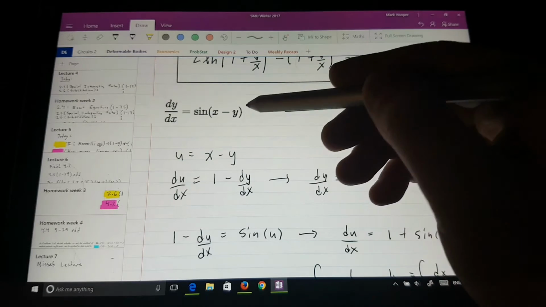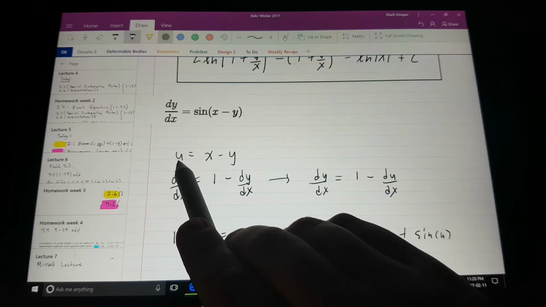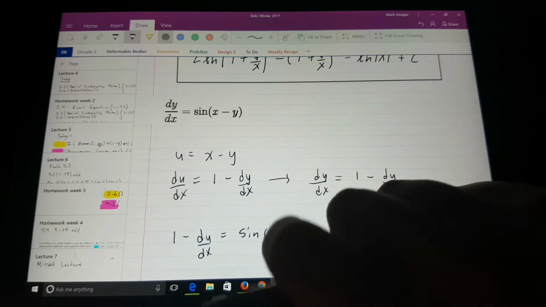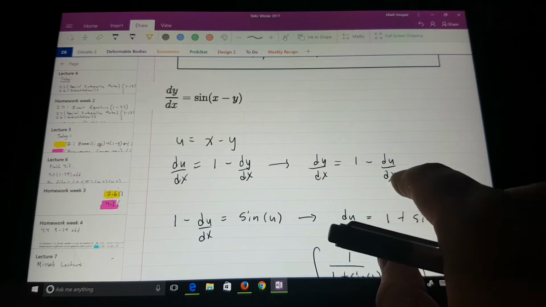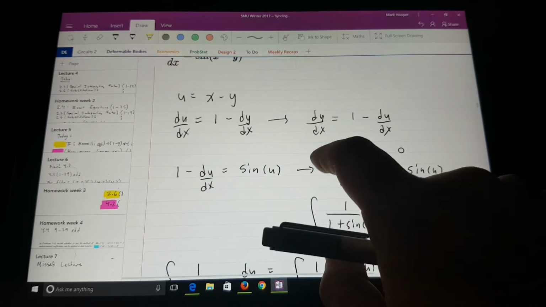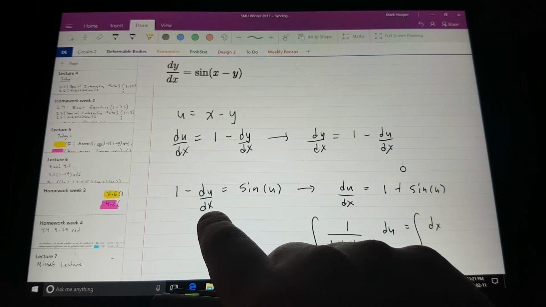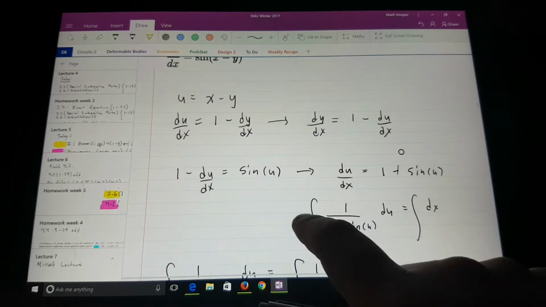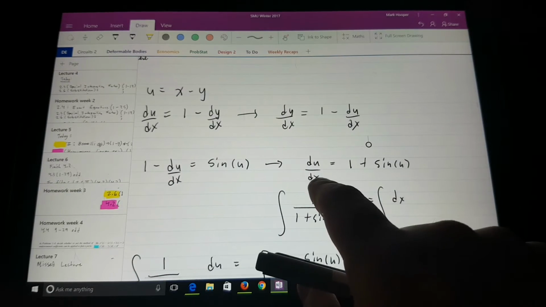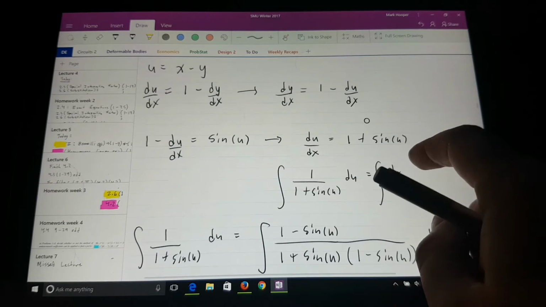Okay, so dy/dx. This one is a different kind of substitution. So u, we're going to say, is x minus y. Do our differentiation, set it equal to dy. Take whatever you got here and plug it in. So 1 minus du/dx equals sine of u, because x minus y is u. So we've got du/dx, now we've got this.